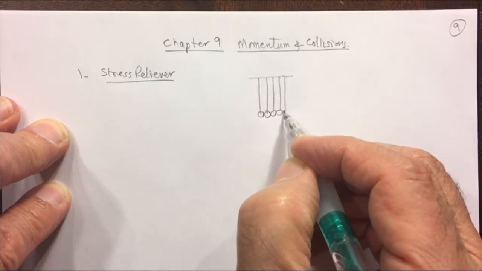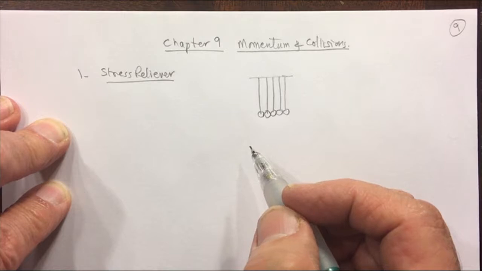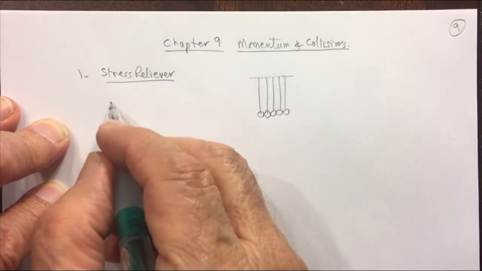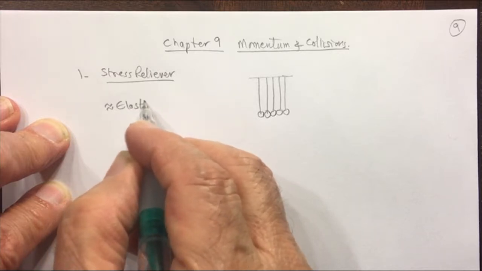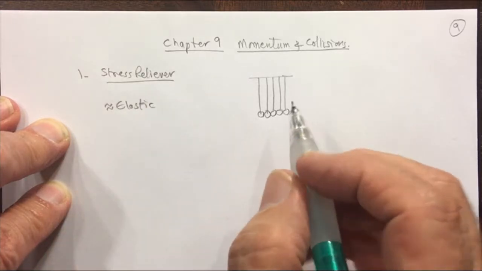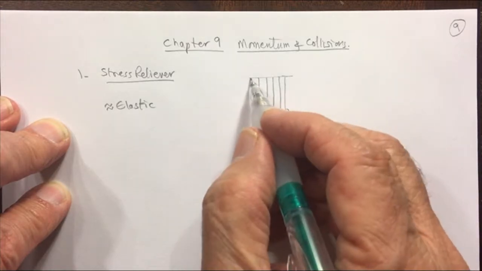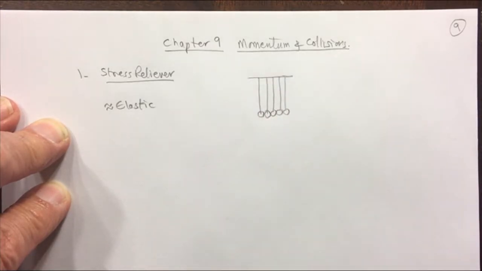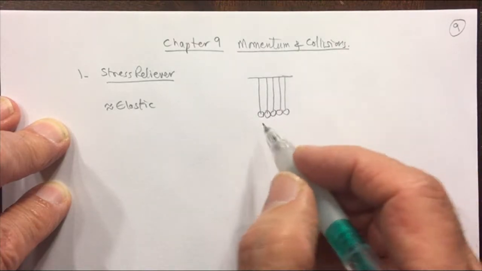Now when we have steel balls, when a steel ball hits another one, the collision is almost elastic, which means that even though there is a loss of kinetic energy, that loss is very little, and most of the kinetic energy is conserved. So even though it is still inelastic, it's almost elastic.